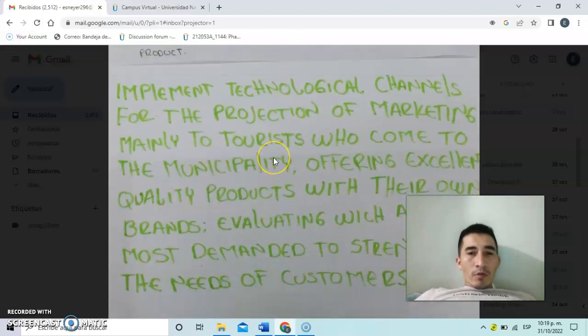Implement technology channels for the projection of marketing. Only two tourists will come to the municipality after excellent quality products with their own brand. Evaluation: we are the most in demand of strategy than new customers.